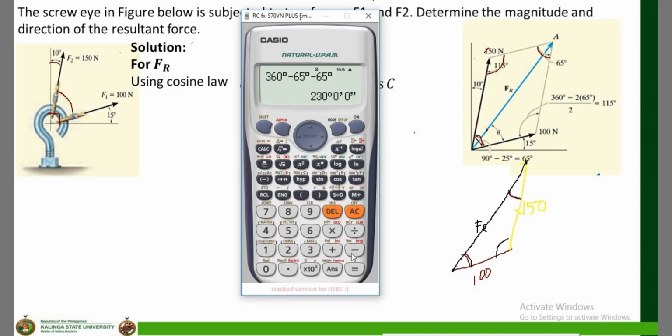That is 230 divided by 2. So that is 115 degrees. Angle J is 65 degrees. Then the original angle J is 115 degrees.